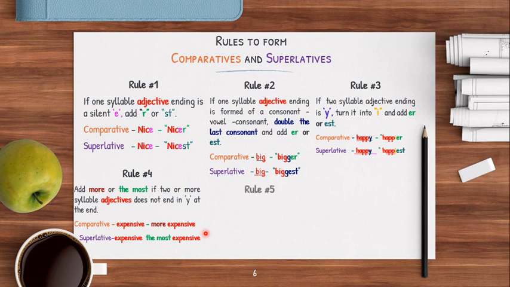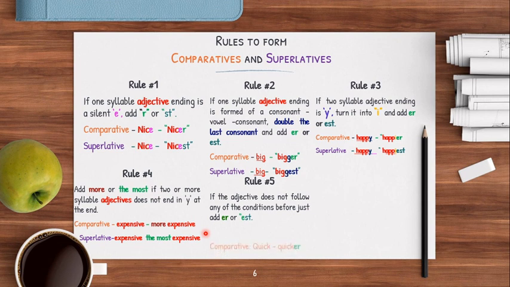So let's continue. Rule number 5. That's my favorite one. If the adjective does not follow any of the conditions before, we're just going to add er or est to the adjective. For example, quick becomes quicker for comparative, and for superlative, quickest, as well as the examples that you saw earlier, like tallest, faster, shorter. We will see a lot more adjectives very soon, so just pay attention to them.